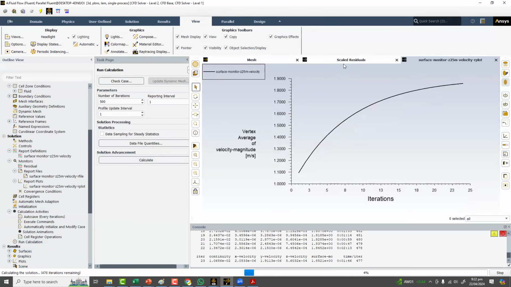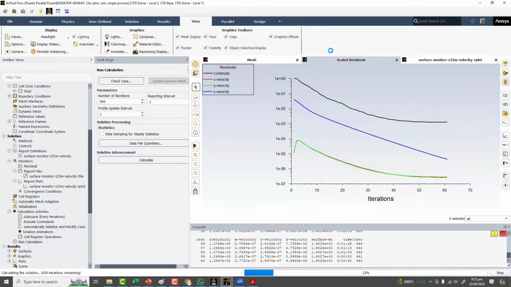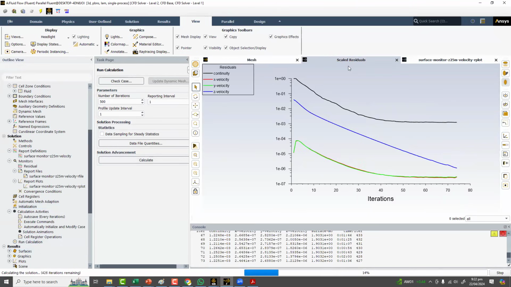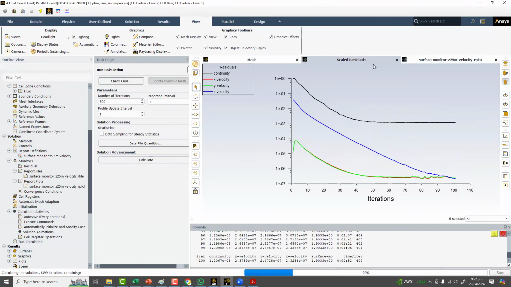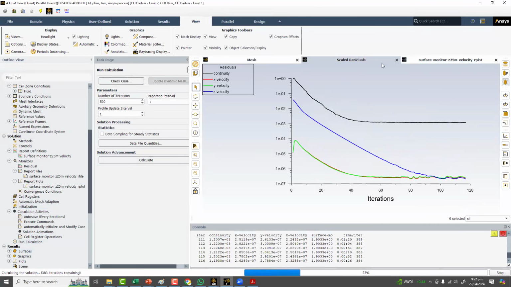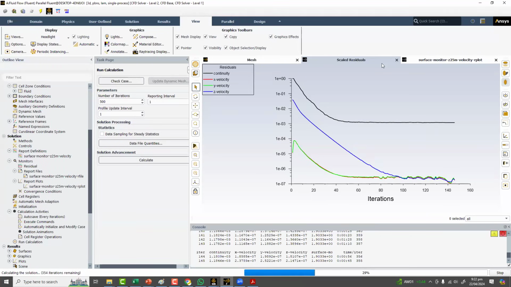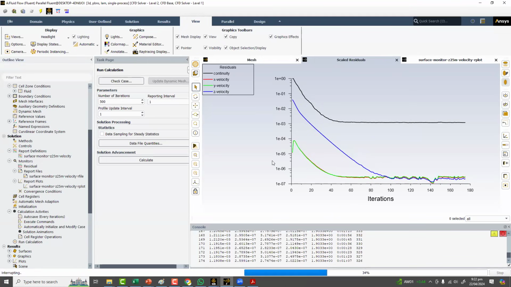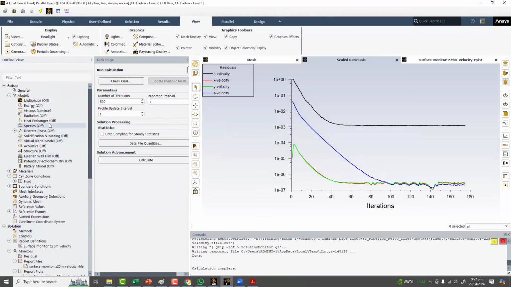Prof, I have a question. Yes. Under velocity inlet, under momentum, sometimes they change the specification method to intensity and hydraulic diameter. What is the significance of this? They define the turbulent intensity and the hydraulic diameter. What is the effect of this in the flow in the pipe?